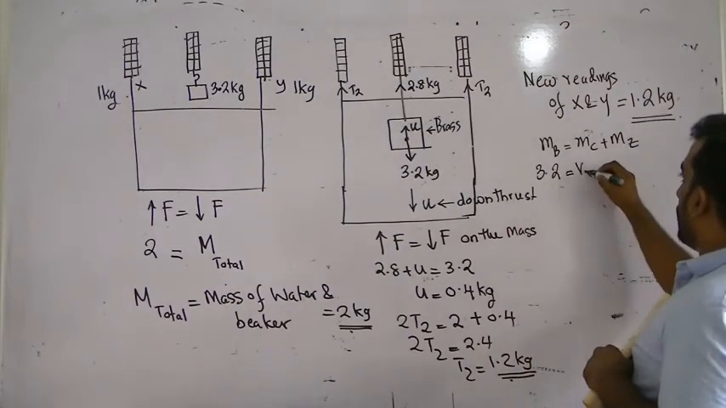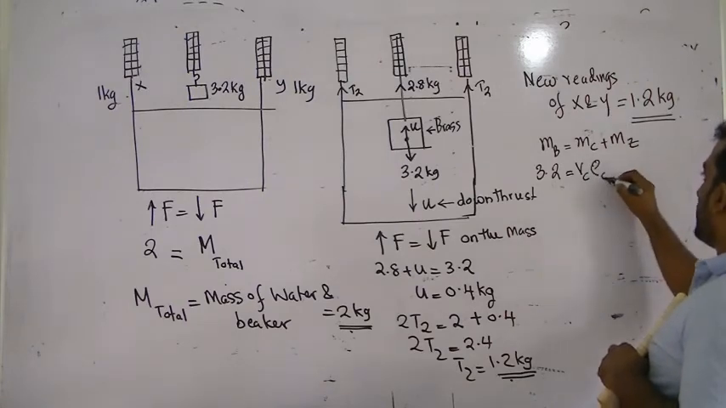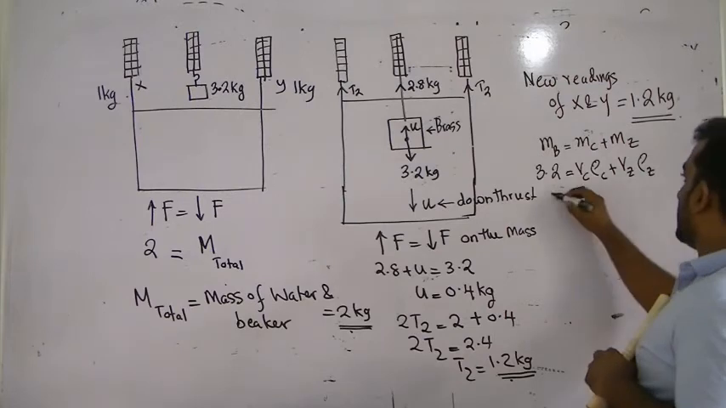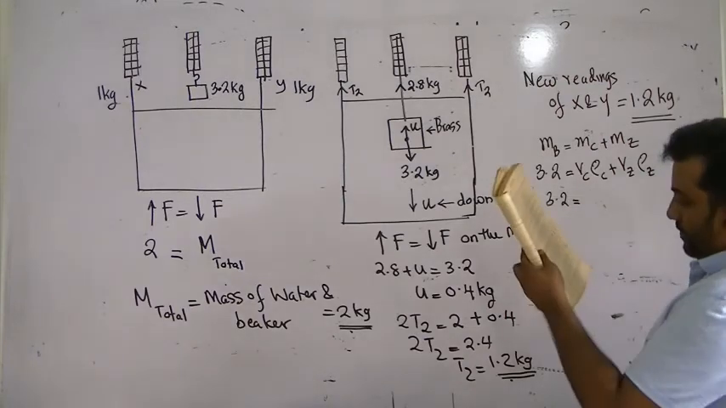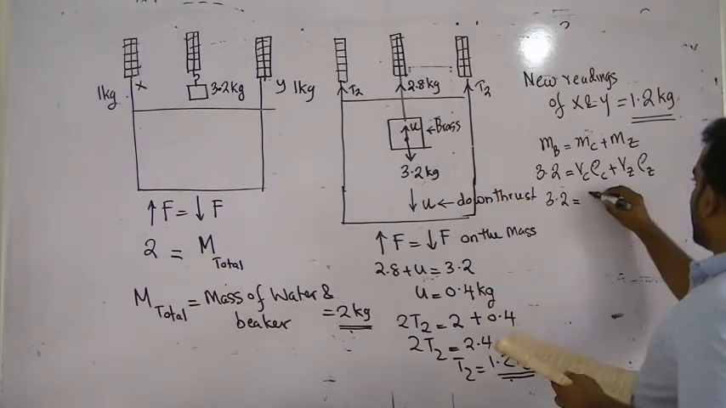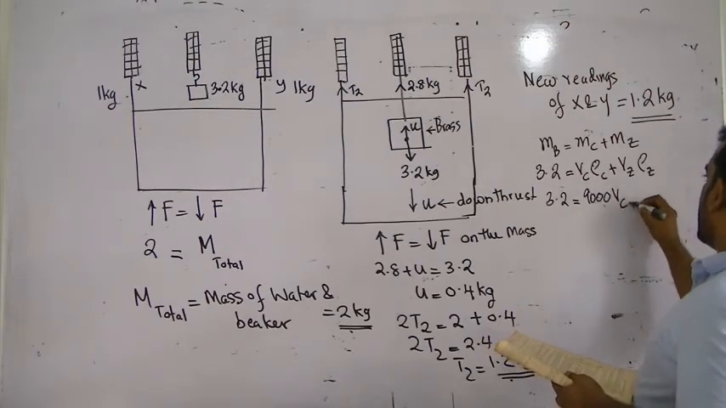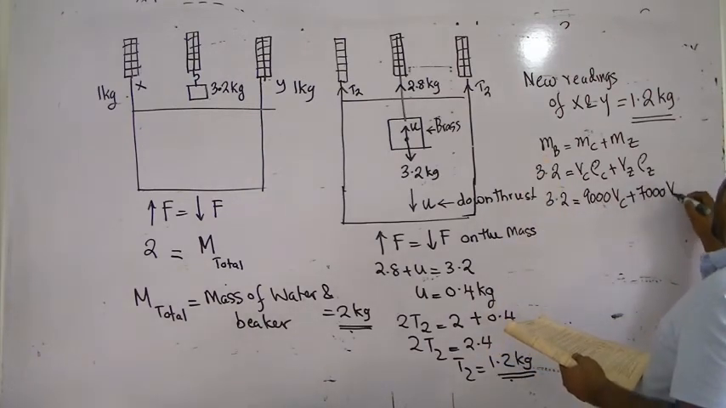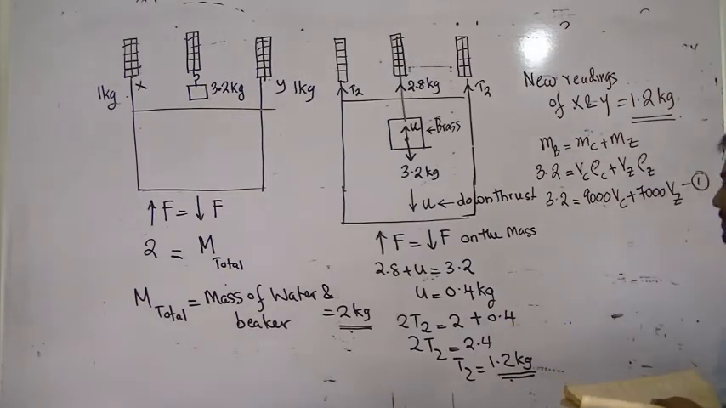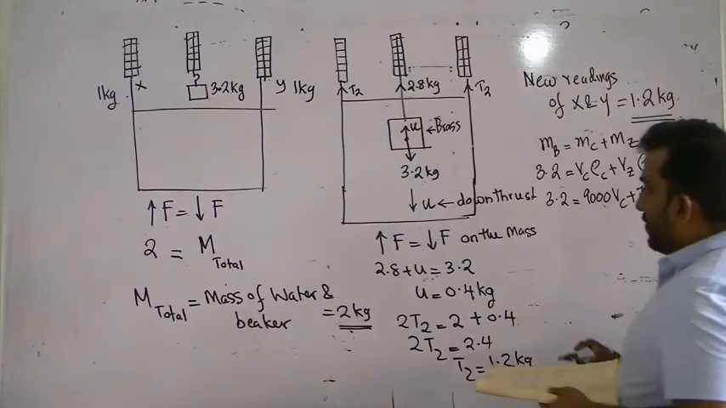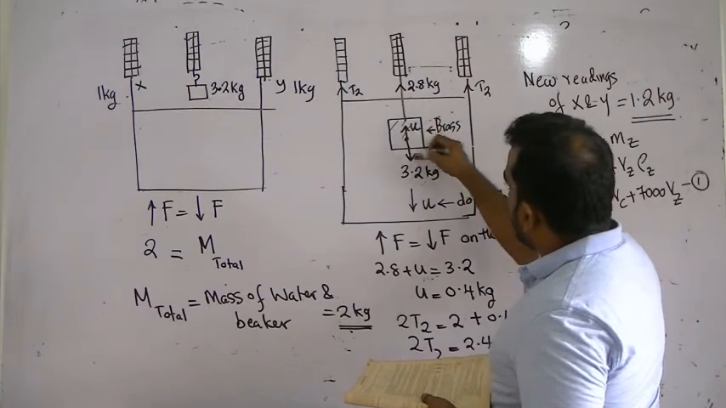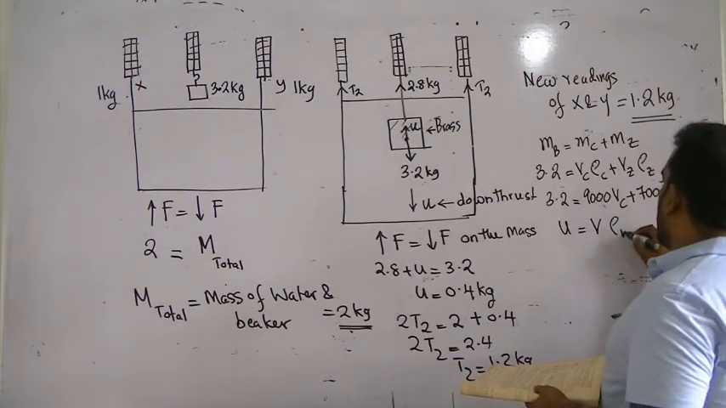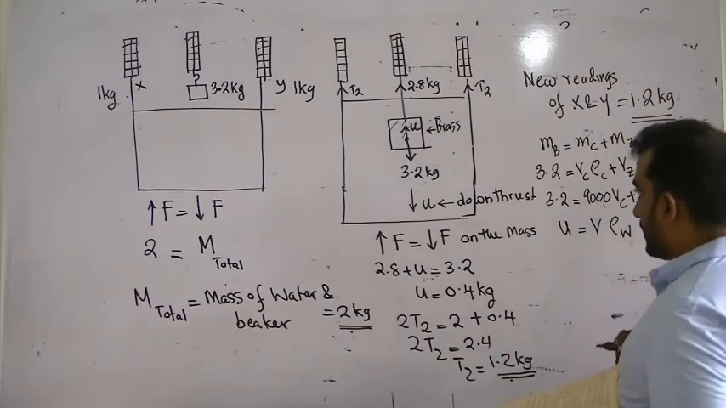Mass of copper is volume of copper times density of copper. Plus volume of zinc times density of zinc. So 3.2 equals 9000 Vc plus 7000 Vz. Equation number 1. Also don't forget, fully submerged here means upthrust equals submerged volume times density of water, in kilograms.